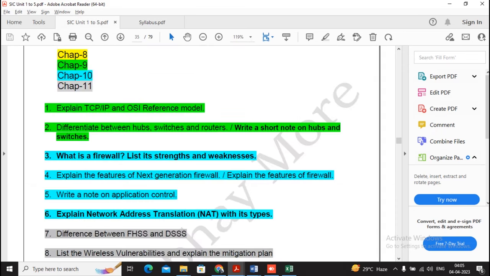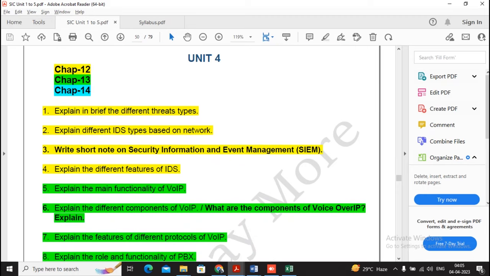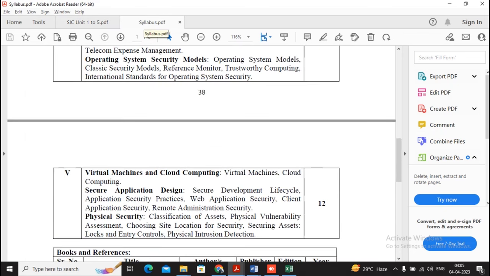Moving ahead, Unit 4 consists of these questions. 17 questions are there. They are color marked in different colors: chapter 12, chapter 13, chapter 14. Moving ahead, you will find Unit 5, which consists of again 3 topics: virtual machines and cloud computing, secure application design, and physical security. Out of these 3, any 2 you can prepare strongly.